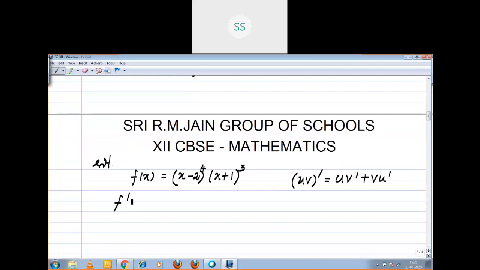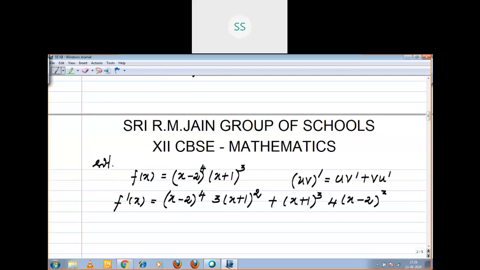Anyone you can take it as u. f dash of x equal to (x minus 2) to the power 4 into 3 (x plus 1) squared plus (x plus 1) cubed into 4 (x minus 2) cubed. Got it, children? u v dash plus v u dash. Now I am going to simplify.